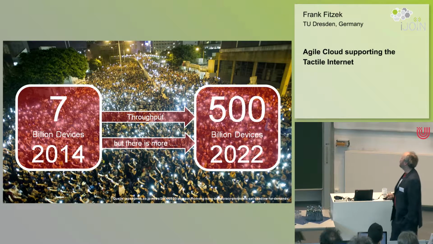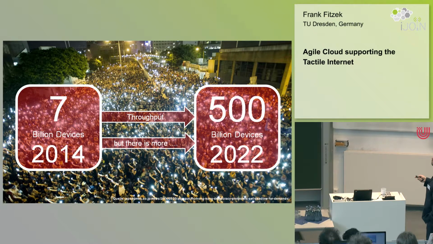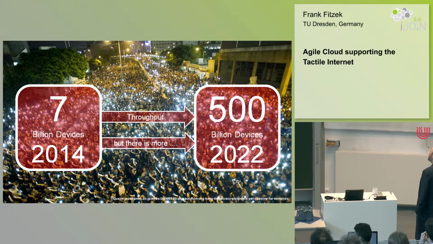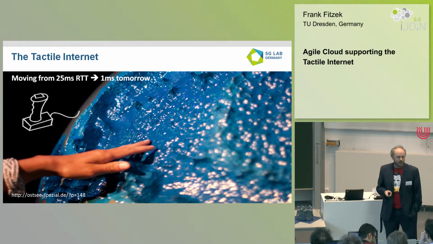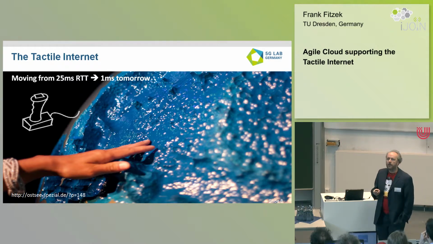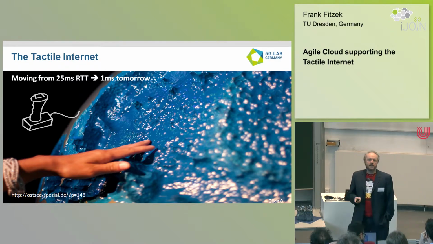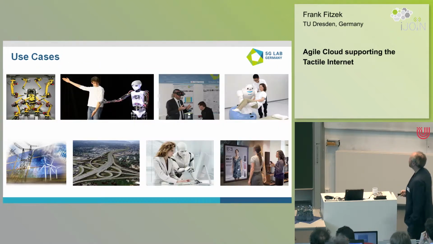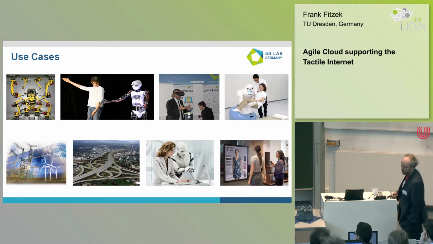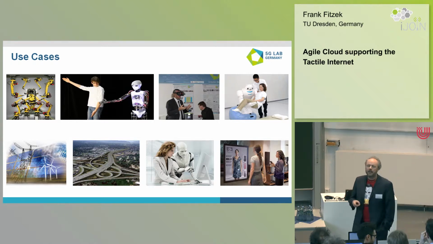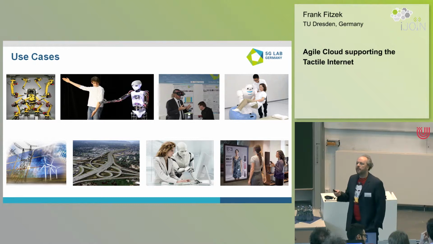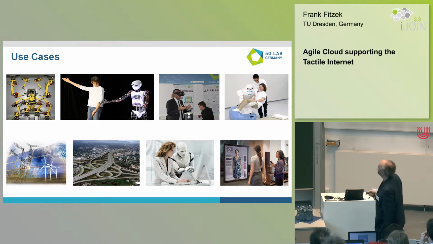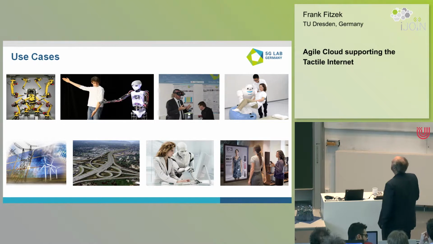But if we come back to the change from 7 billion devices to 500 billion devices, what is really different is not only the throughput. There's a little bit more than that, and that is the tactile internet. The tactile internet will open up a new area of use cases that we can look at. Without going into detail, I just depict here some of the use cases. Throughout the last year in the 5G community, more or less people have agreed that these are the use cases.